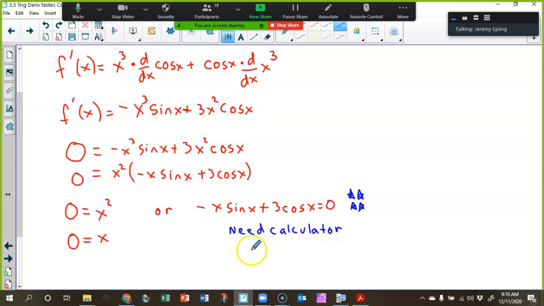We should have gotten that x was 1.192 or 3.38. But I need a calculator to do that. And I do want to round there to 3 decimal places. So putting together algebra skills, some trig skills, and our calculating derivative skills.